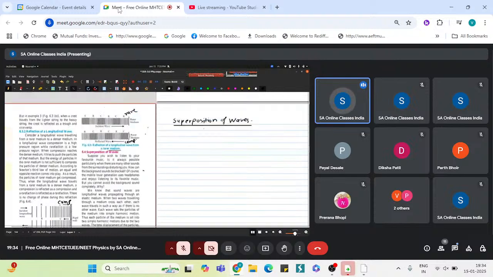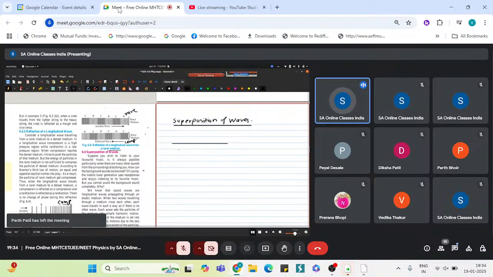So firstly, what happens to a particle of a medium when a wave passes through? Let's say this is some medium, and there's some transverse wave that is passing, and let's focus on this particular particle. Every medium is made up of small molecules or particles, and we can say that each particle of this medium is performing an SHM on its own.